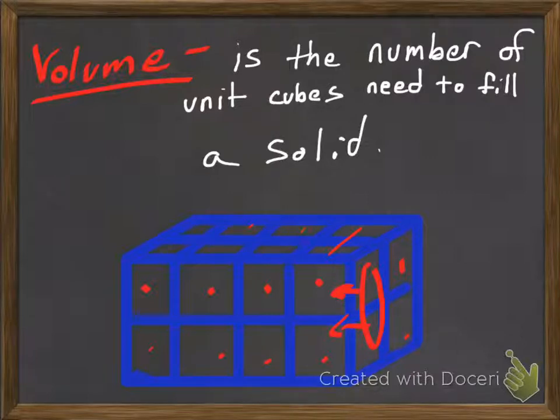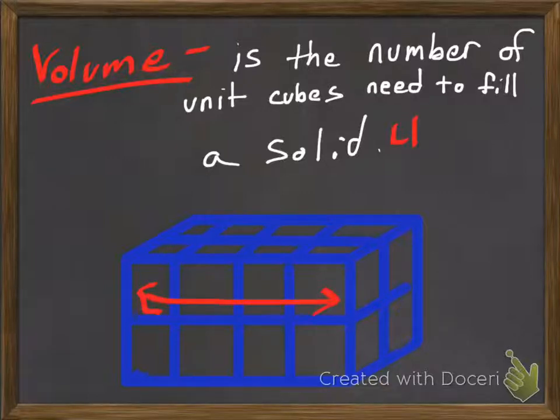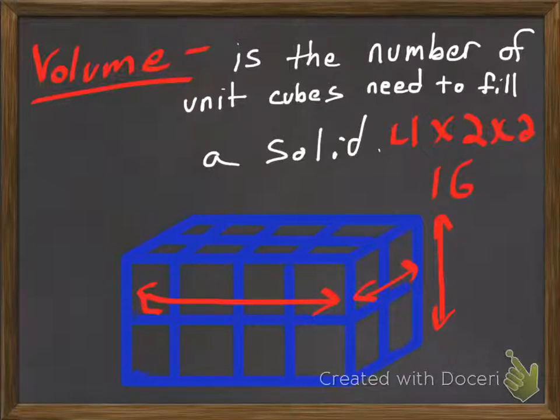Now, what we do is we actually have a formula for it. And y'all all know the volume of a rectangular prism. It's length times width times height. The length of this one is 4, from here to here. The width is 2 from here to here. And the height is 2 from here to here. So 4 times 2 is 8, times 2 is 16. It's the same thing. And that's what we're going to be doing.